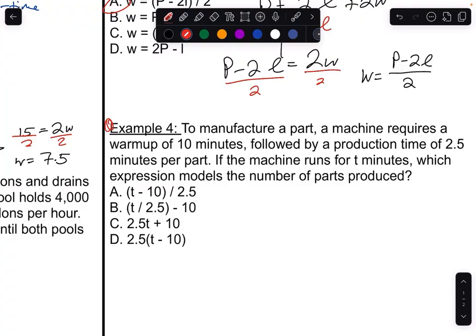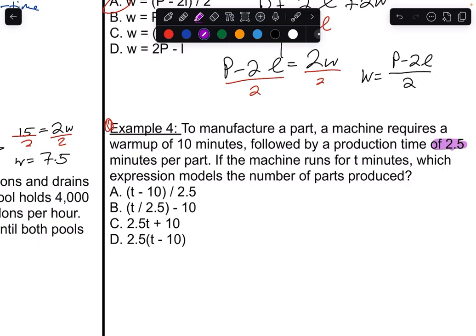Number 4, same idea, but now you have to create the equation. So fun stuff. To manufacture a part, a machine requires a warm-up of 10 minutes, followed by a production time of 2.5 minutes per part. There we go, off the bat.